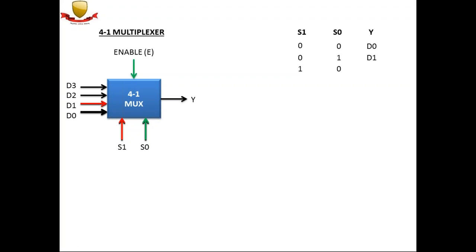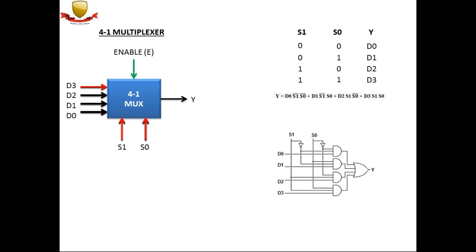Similarly, S1 1 and S0 0: in this case, D2 will be selected and the output will be equal to whatever the state of D2 is. Similarly, when S1 and S0 both are high, D3 will be connected to the output. This is how your 4 cross 1 multiplexer functions. And this is the logical equation: D0 S1 bar S0 bar, D1 S1 bar S0, D2 S1 S0 bar and D3 S1 S0. And this is the logic circuit related to the 4 cross 1 multiplexer.